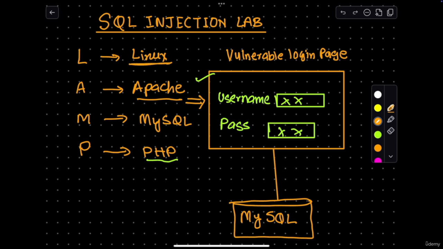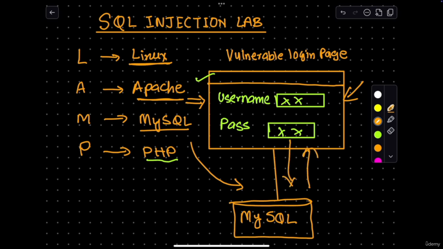Linux is the operating system. Apache is what powers this web page, the actual page which you're going to visit. And then MySQL is the database. And then PHP is what runs here. So basically, when you provide your username and password, PHP is the programming language which creates the SQL queries, sends them to the database, retrieves the results, and then shows them back. Now let's move on to the virtual machine.